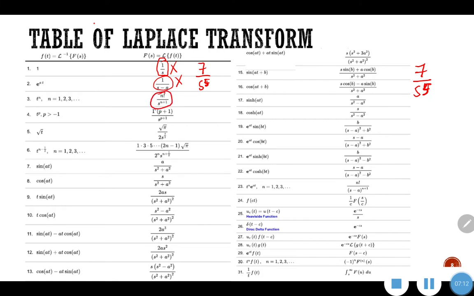Where the third one we have n factorial over s n plus 1, where its inverse transform is t to the power of n. So for our case here, kita ada 7 over s power of 5. So maknanya dia adalah 7 darab dengan something kat sini ni. Kita tak ada n factorial kat sini. Okay, tak apa, sabar. But we have n plus 1.